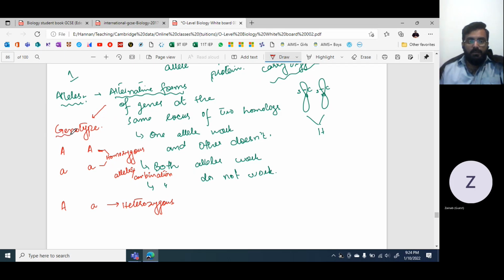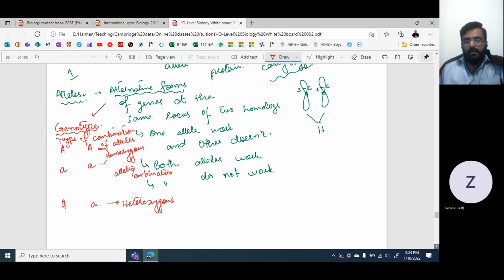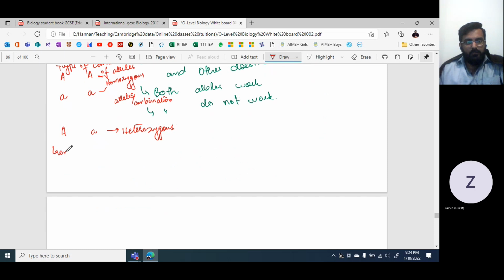So genotype is the type of combination of alleles. Let me write it in a proper way. If I'm writing in the exam or if I'm writing an article, I would mention genotype, combination of alleles. First type is homozygous and the other type is heterozygous.